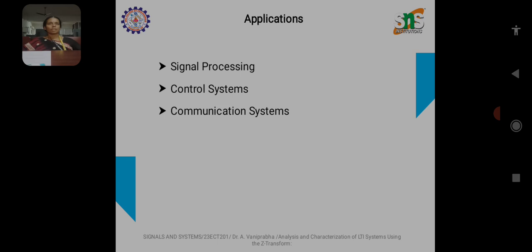So the major applications, it is used for processing any kind of signal processing, control systems and communication system. In signal processing, it is particularly useful for designing any kind of filter and analyzing any kind of spectrum. Control systems for analyzing stability of any control system and the feedback design, and in communication to design equalizer and channel modeling. So these are the major applications.